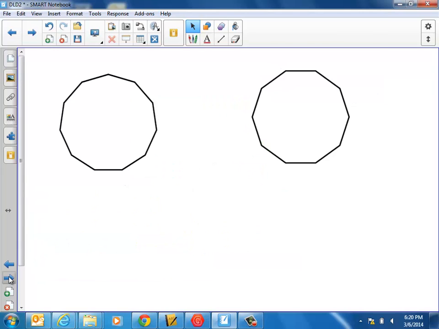All right, what I want to do here is first, I want you to notice how many sides each one of these polygons has. So let's count it up. One on the left here, we'll call this problem 1. It has 1, 2, 3, 4, 5, 6, 7, 8, 9, 10. 10? Or was it 11? I lost track.